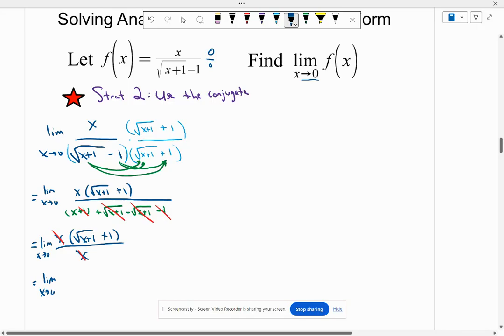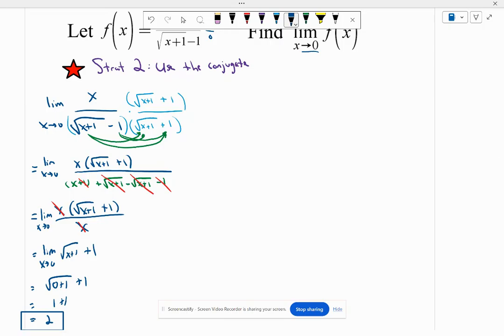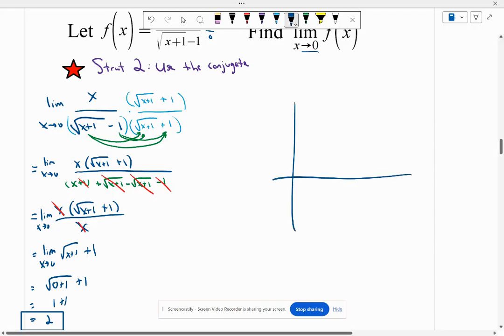Now I have just the square root of x plus 1 plus 1. And when I plug in 0, that becomes 0 plus 1. Take the square root of that and add 1 to that, which is 1 plus 1, also known as 2. Okay, so that's how we can evaluate a limit using the conjugate. If we were to graph this function on Desmos, as x approaches 0, this function is going to approach 2, but there's not going to actually be a point there, there's going to be a hole. So locally to the left and to the right, we're going to approach that value. Who knows what the function is doing outside of that?